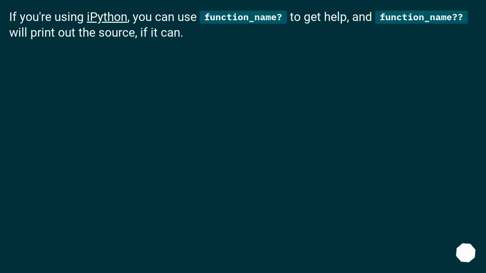If you're using IPython, you can use function_name? to get help, and function_name?? will print out the source if it can.